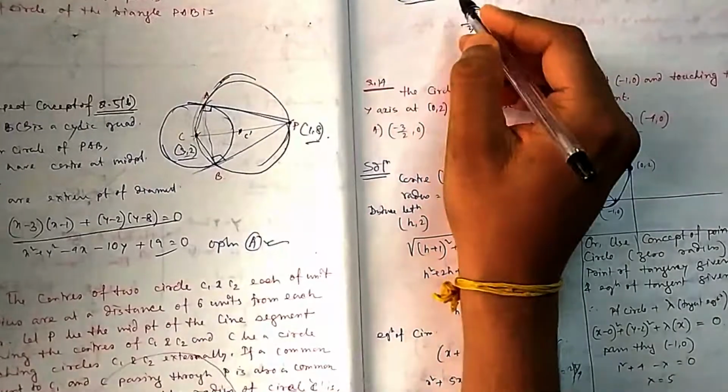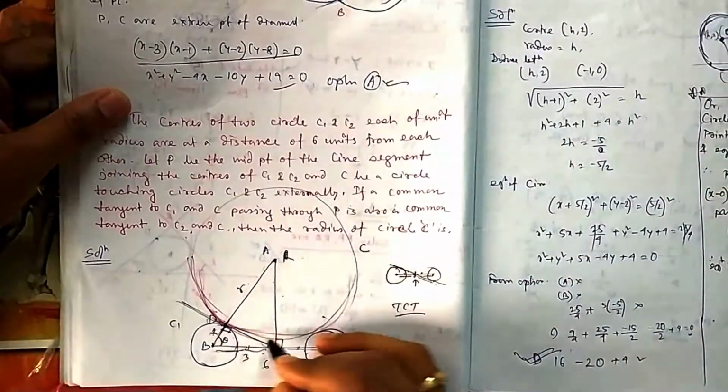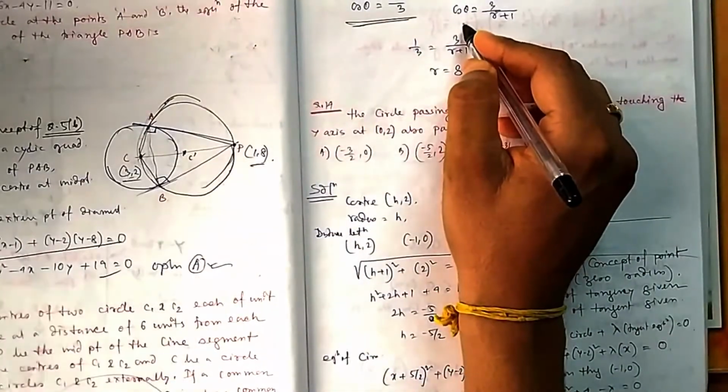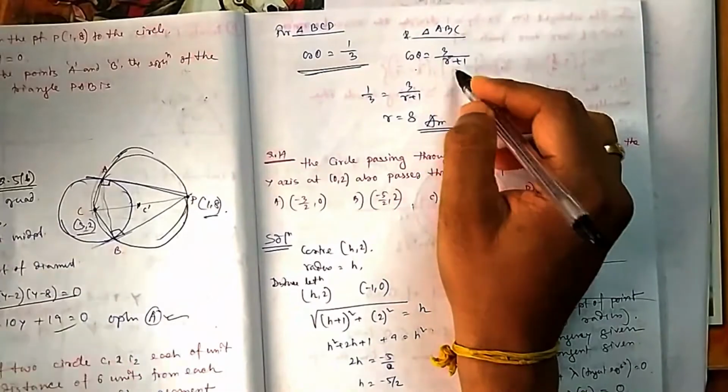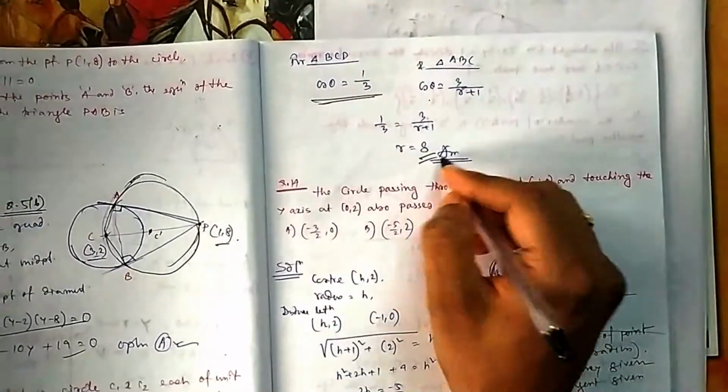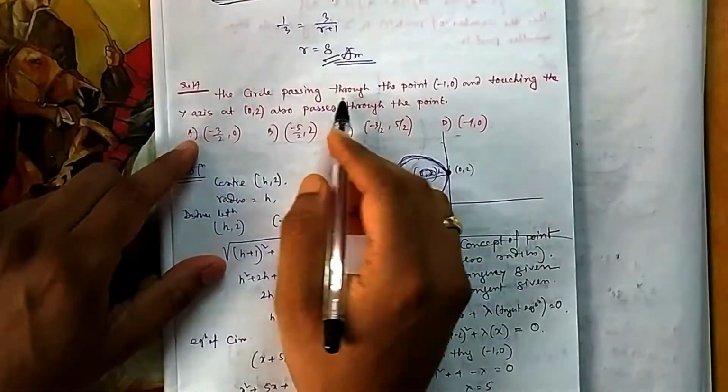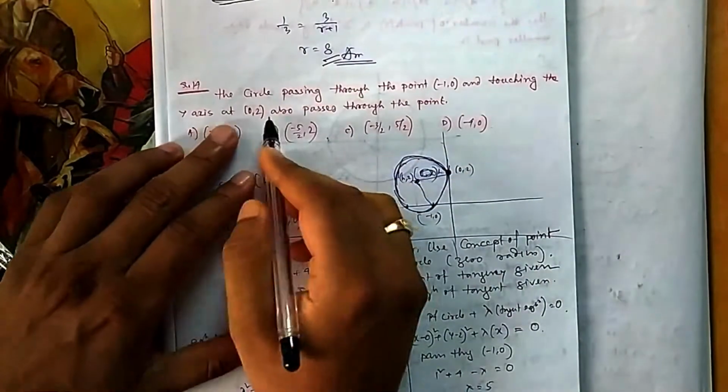So from the small triangle cos theta is 1 by 3. For the big triangle, what will cos theta be? This is 3 and this is 3 and this is R plus 1, so 3 by R plus 1. If you solve it, you will get R. Now you can find this one: the circle passing through point -1, 0 and touching the y-axis at 0, 2.